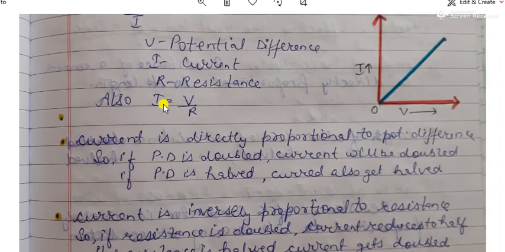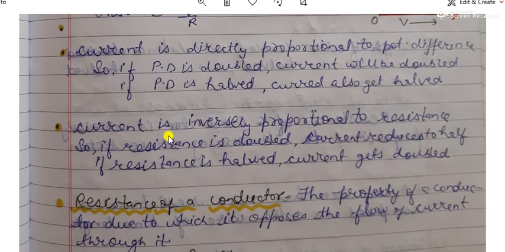Now here we can easily see that the current produced is directly proportional to the potential difference. So if we double the potential difference, then the current will be doubled, and if we halve the potential difference, then the current will also be halved. Now here the current is inversely proportional to the resistance of the conductor. So if the resistance of the conductor is doubled, then the current reduces to half, and if the resistance is halved, then the current produced will be doubled.